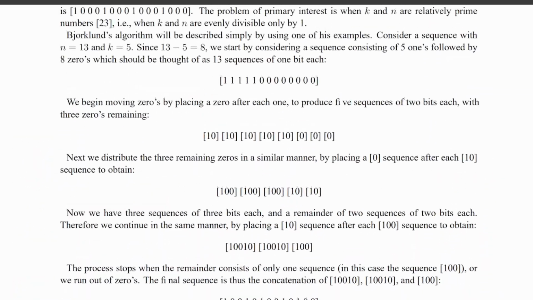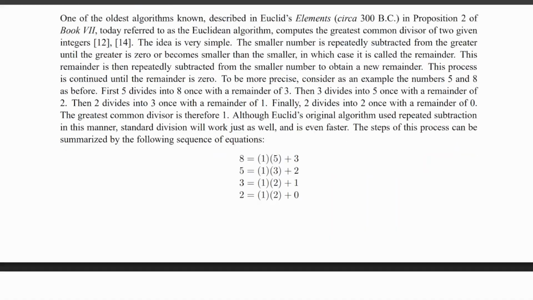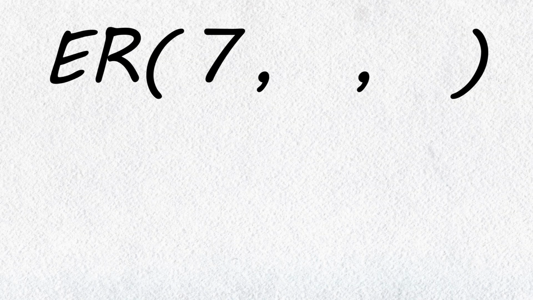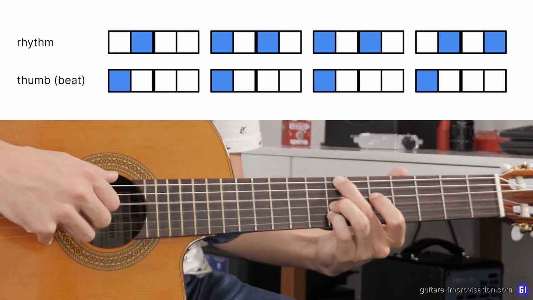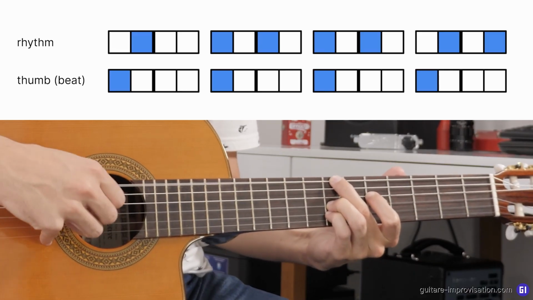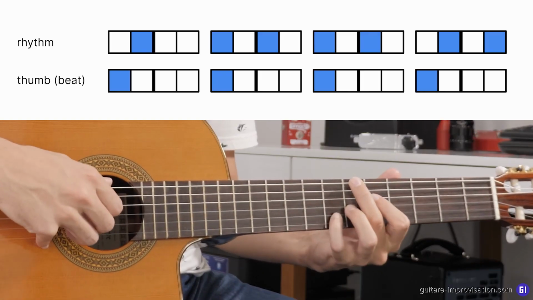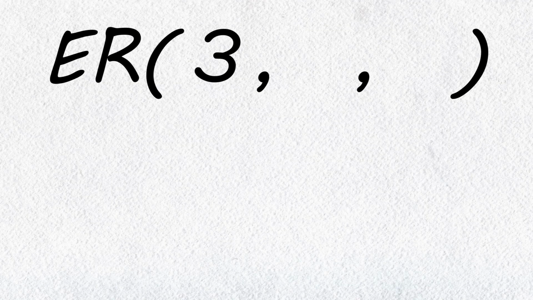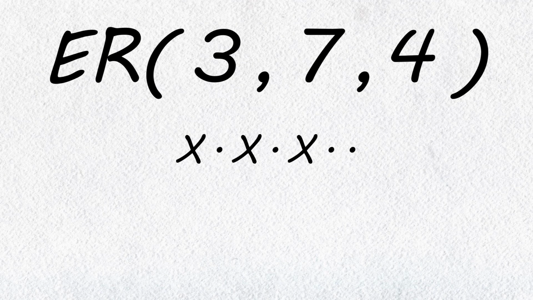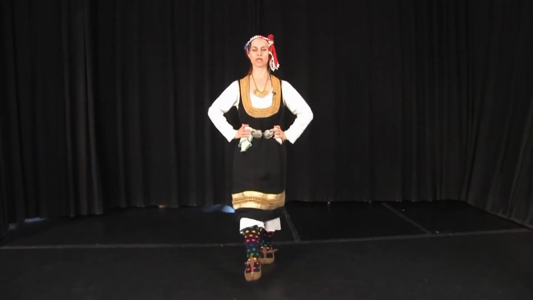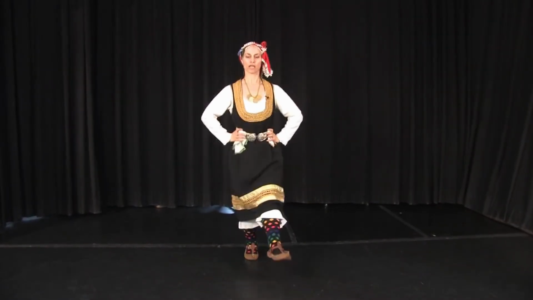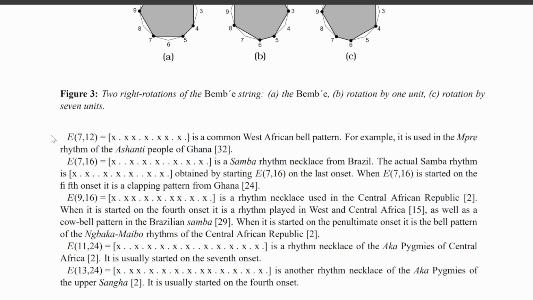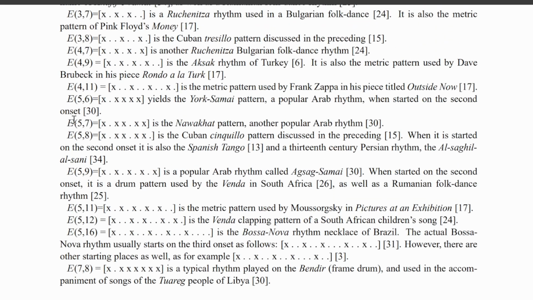Toussaint discovered in his paper that many traditional rhythmic patterns can be described as Euclidean rhythms. For example, ER 7/16/13 is a very typical samba pattern called partido alto. If we try with different numbers, let's say ER 3/7/4, we have the Bulgarian Ruchenitsa. The tempo could differ. 1, 2, 3, 1, 2, 3. The paper goes over a ton of examples of traditional rhythms being Euclidean ones. I won't go through each of them because then we'll be here until tomorrow. I'll link it in the description for you to read for yourself.